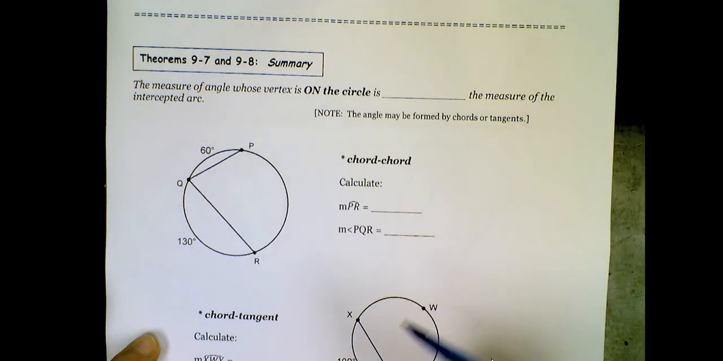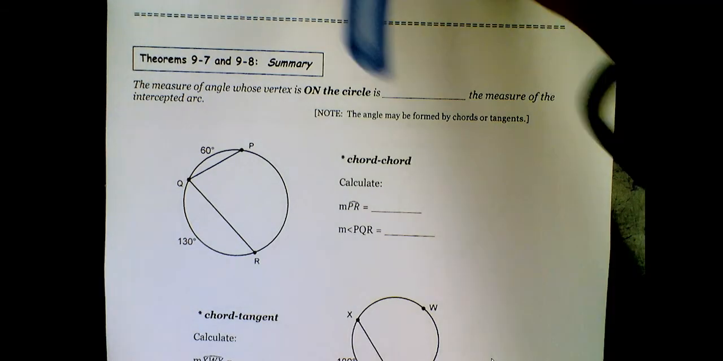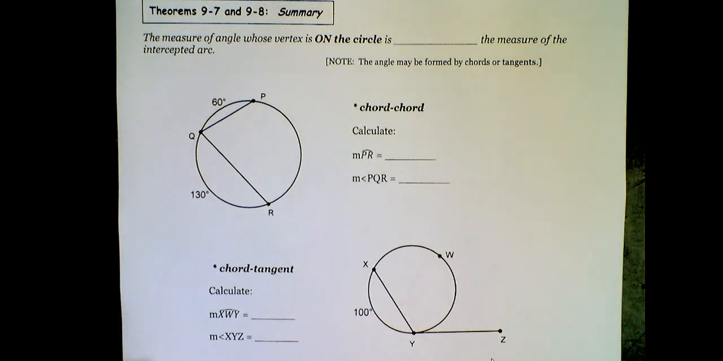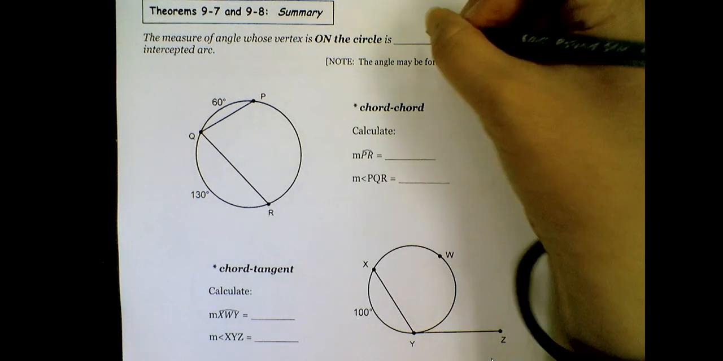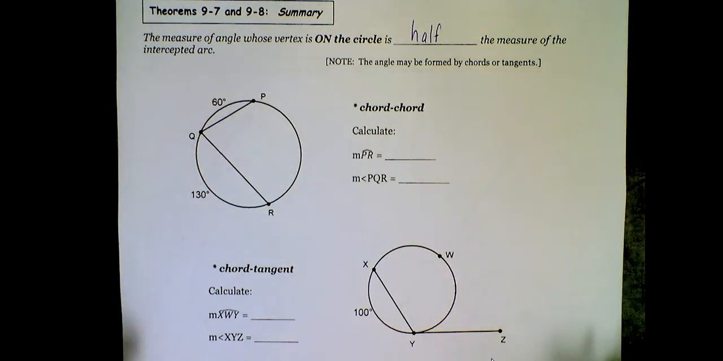We can have inscribed angles formed by two chords or a chord and a tangent. So we're going to combine them together. Any angle whose vertex is on the circle is equal to half the measure of the intercepted arc.